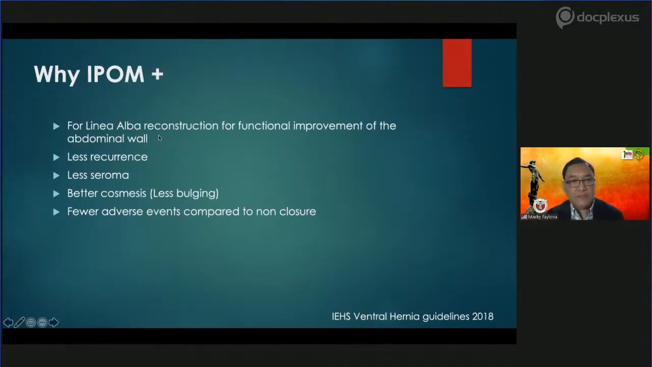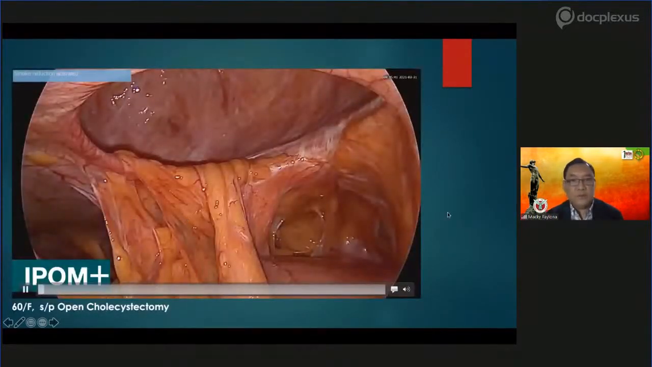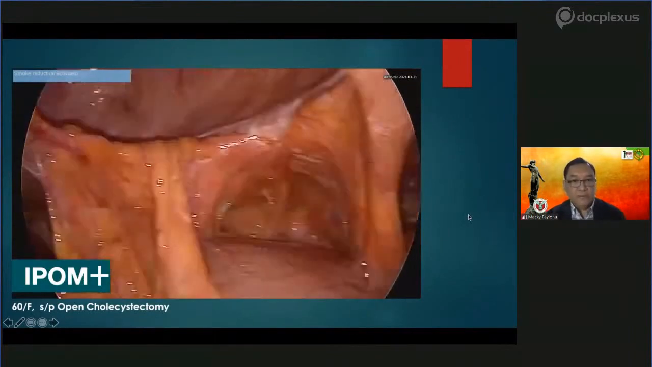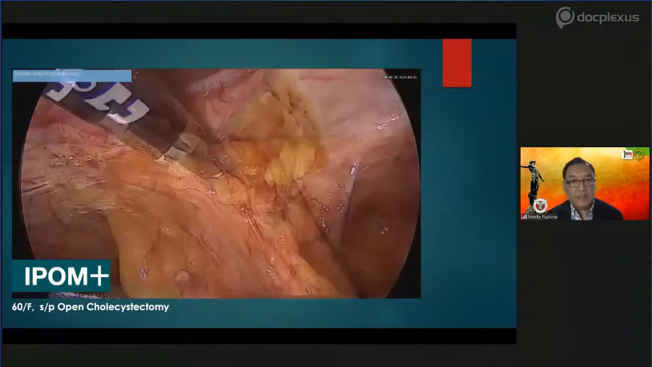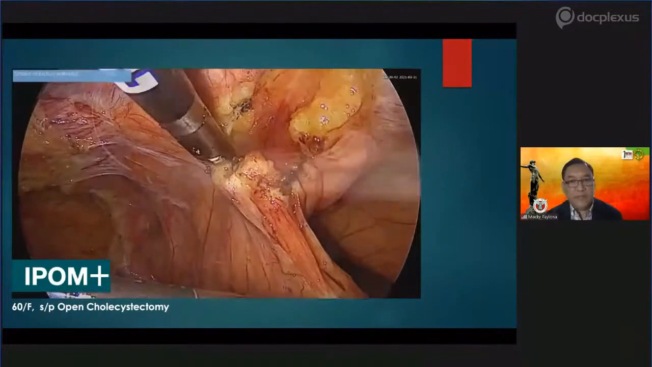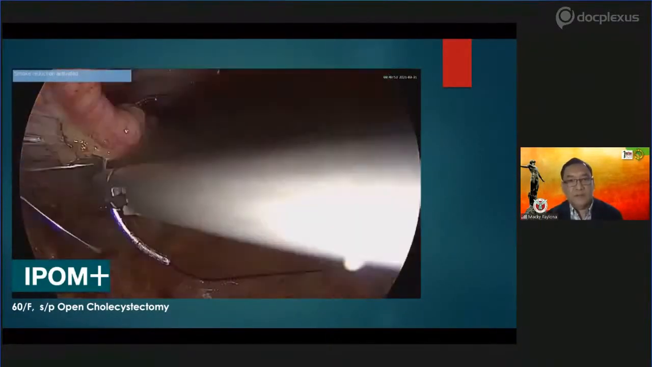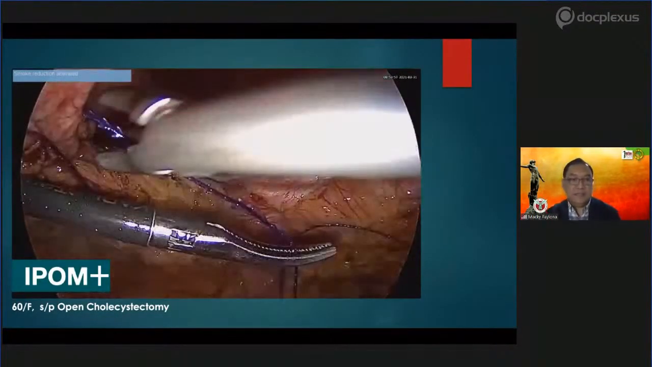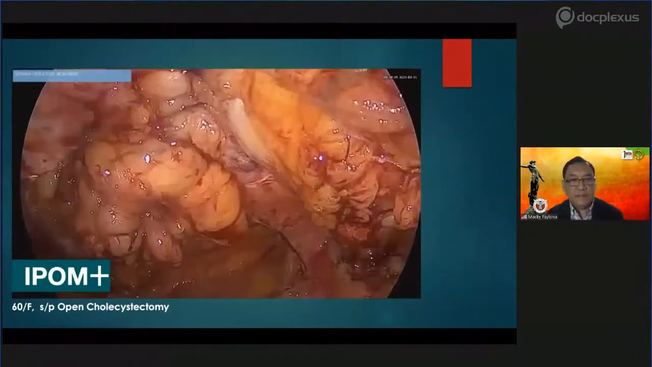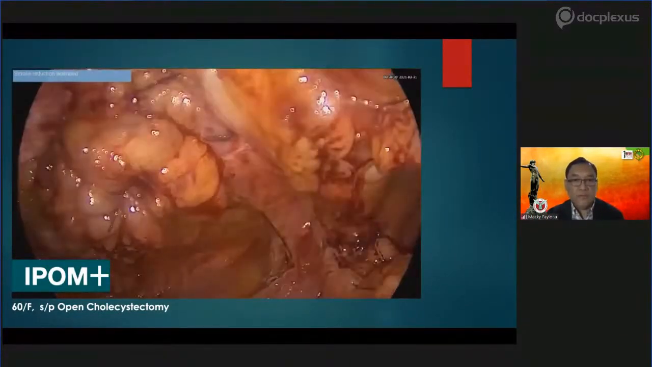One reason is that we would like to reconstruct the linea alba for a functional improvement of the abdominal wall. And because of this, there's less recurrence, less seroma, better cosmesis, and fewer adverse events compared to non-closure. So this is a 60-year-old female post open cholecystectomy about 8 years ago, I think, and she developed a hernia in the operative site. So a V-Loc was used to close the defect. The advantage, of course, of the V-Loc is that it stays in place when you pull it and it doesn't slip. And afterwards, a coated mesh was put.